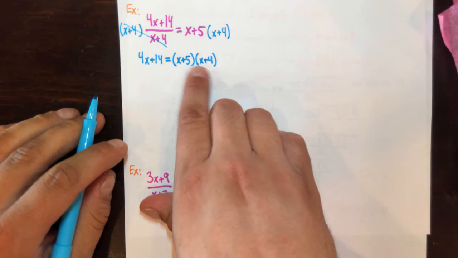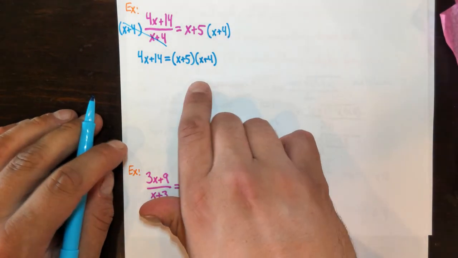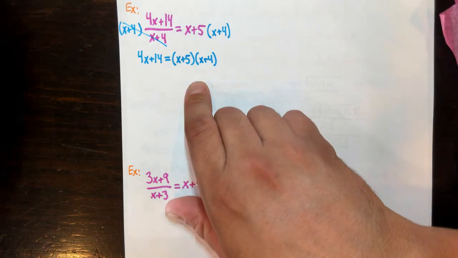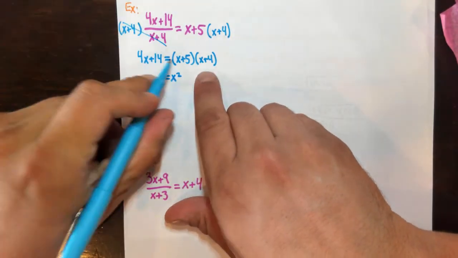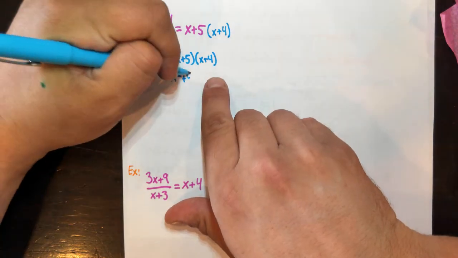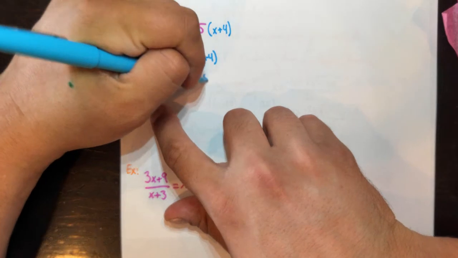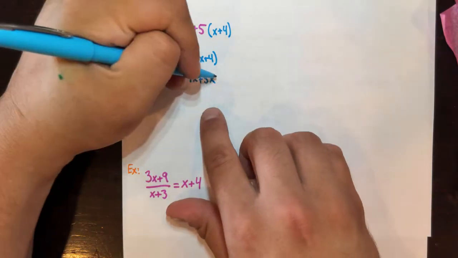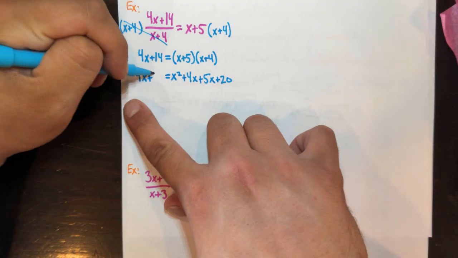Now we're going to want to multiply this on the right side. Remember, we're going to want to simplify and then move everything off to one side. So x times x is x squared. x times 4 is 4x. 5 times x is 5x. And 5 times 4 is 20. And over here on the left, we still have 4x plus 14.